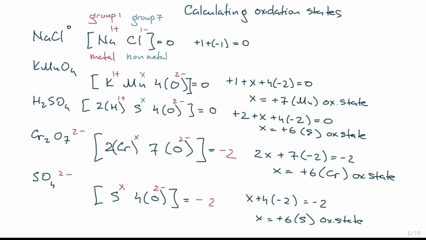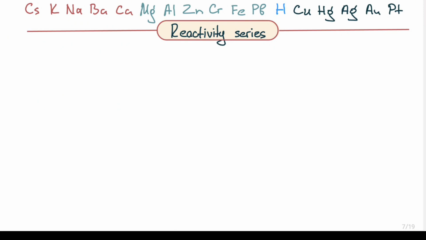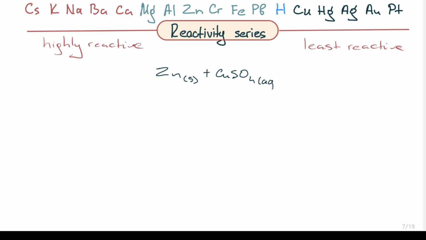So let's move to the reactivity series. Here you can find the reactivity series of metals. On the left side are the highly reactive metals, the metals of group 1 and group 2. In between are the moderately reactive ones, and on the right side are the least reactive. So let's learn how to write half equations. Here we'll give an example with zinc and copper sulfate solution. From the reactivity series, you'll find that zinc is more reactive than copper. That's why it will replace copper from the solution.